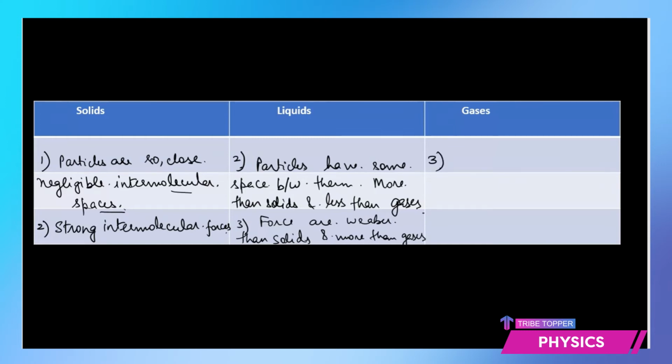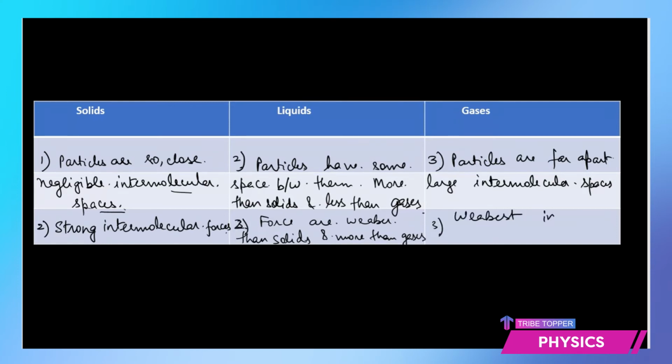Then if we go to gases, the particle spaces are too high. So particles are far apart, and we would say large intermolecular spaces. Right, so if we talk of intermolecular spaces, they are largest in gases. But the intermolecular forces are the weakest. So weakest intermolecular forces, or rather we would say negligible intermolecular forces, I would write in brackets, it is negligible.